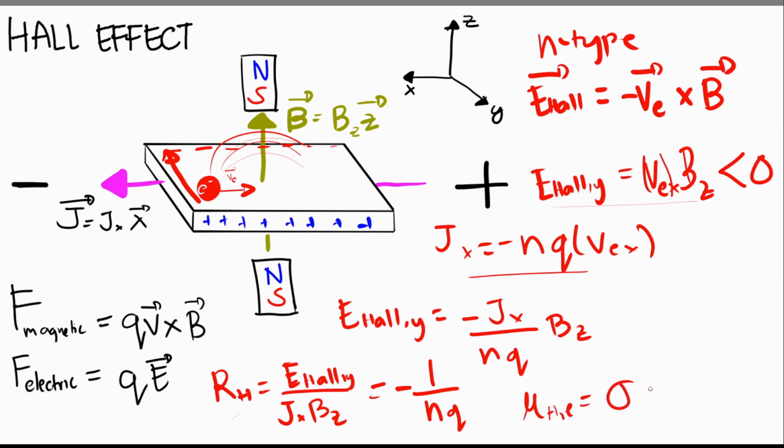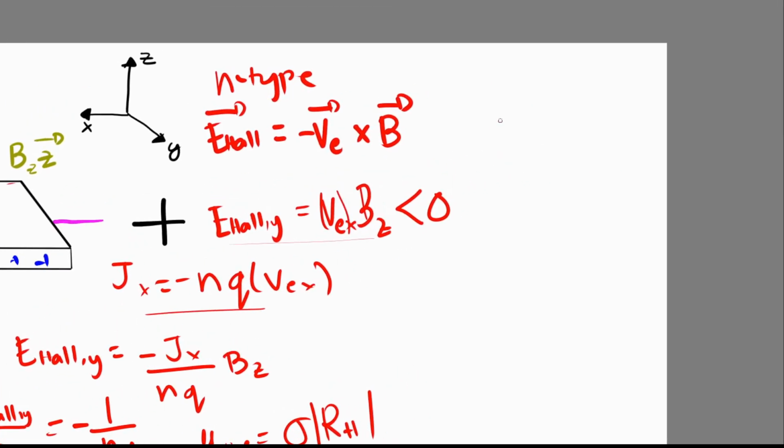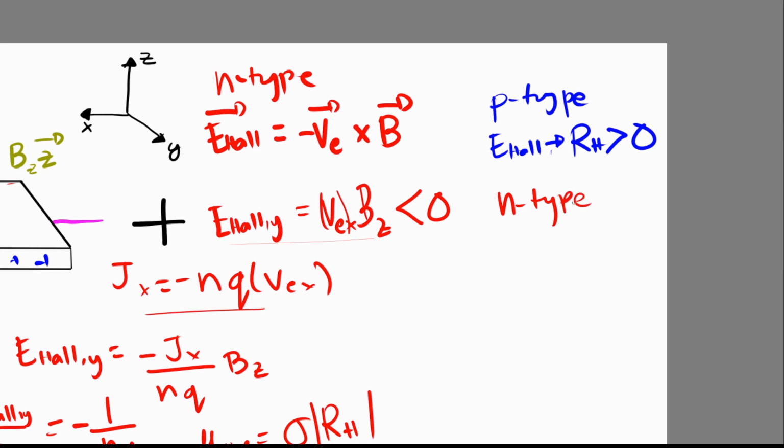Similar to earlier, we have sigma RH, with the opposite value since these values are positive. So from our previous two scenarios, N-type and P-type, we saw that for P-type semiconductors, the E Hall and consequently the RH, or R Hall, is positive. Meanwhile, for your N-type, your E Hall is negative, which means your Hall coefficient is also negative.